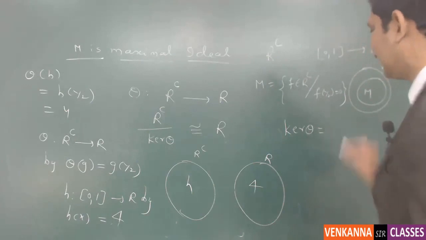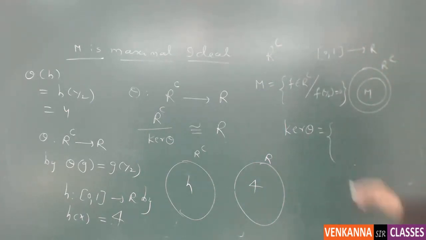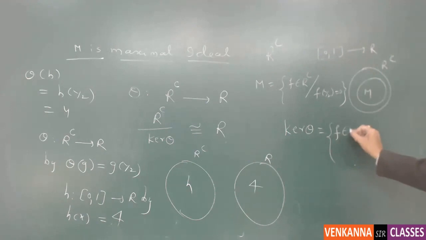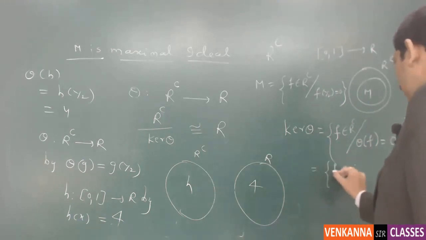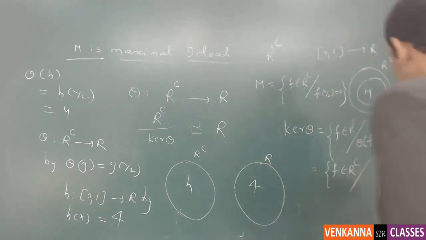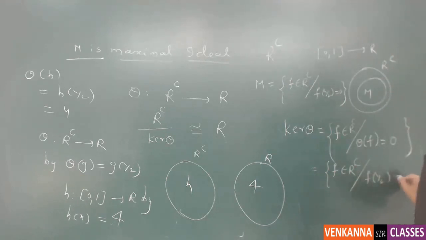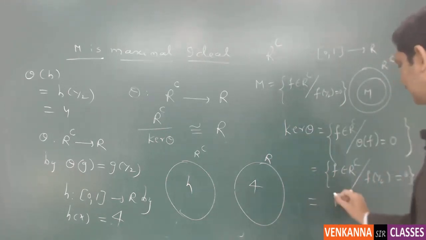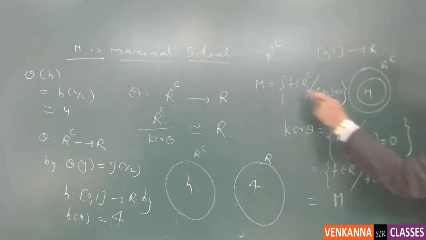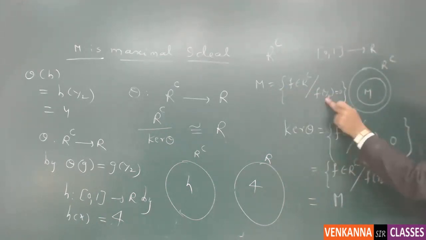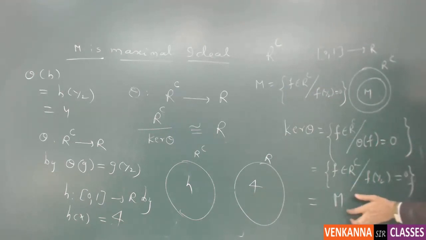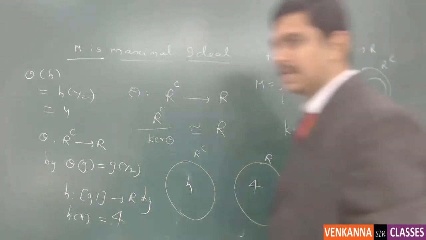So if you write the kernel, this is the definition of kernel. I am taking the functions in the domain such that the image is 0. So this is nothing but the set of all functions such that f of 1/2 equals 0. And this is nothing but M. This is M actually in the problem. So the kernel is M. Clear now?